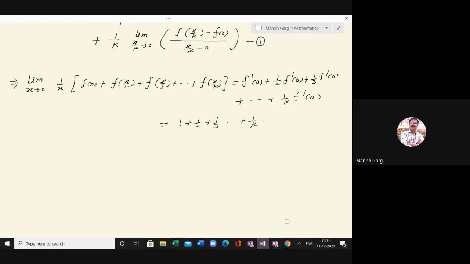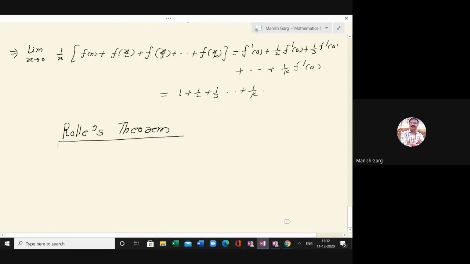Now local maxima and minima I will tell you after 2 lectures. Before this I am going to tell you the application of this. Actually the applications of this are Rolle's theorem, mean value theorem, and local maxima and minima. So first I am going to Rolle's theorem.